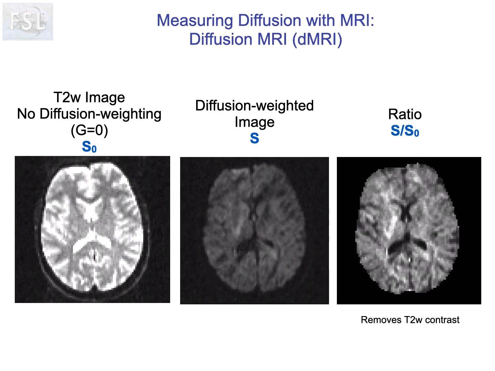And then the ratio of these two is a measure of the signal loss, and that is what tells us about the diffusion in the direction of the gradient applied during the diffusion weighting. And the key point to remember is that the signal loss will only be in the direction of the gradient.